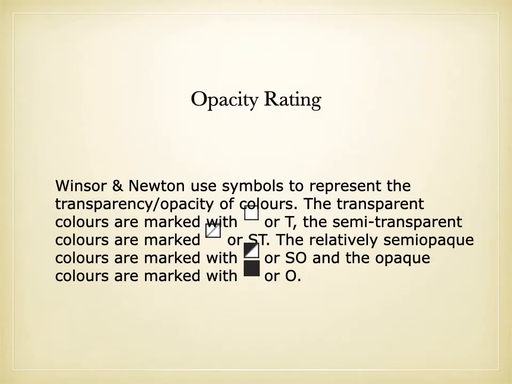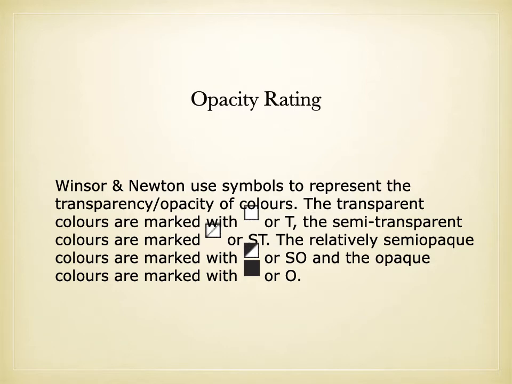Another thing is the opacity rating. This got a little bit messed up in the slide, sorry. Each one of the different paints uses different symbols to represent the opacity of colors. So if something is opaque, it'll be that black, dark square. If something's semi-opaque, it has a black and white square mixed together, meaning that it's a little bit see-through. If something's semi-transparent, it's going to have that line through the white, meaning it's pretty see-through. And if it's transparent, it'll be totally see-through.